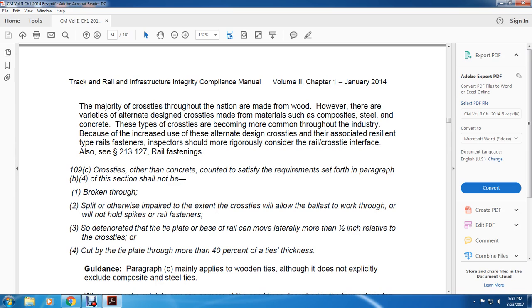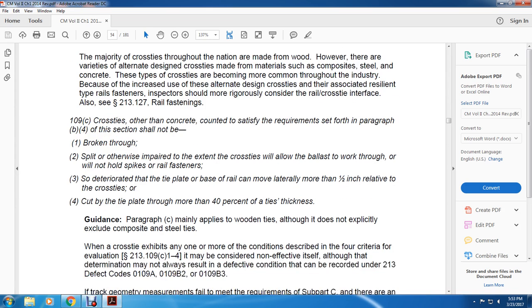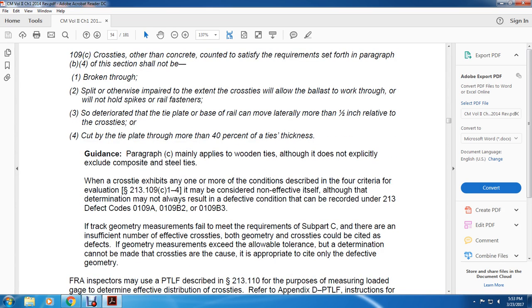Deteriorated such that the tie plate base of the rail can move laterally more than 1/2 inch relative to the cross tie, or cut by the tie plate through more than 40% of the tie thickness. Guidance: paragraph C mainly applies to wooden ties, although it does not explicitly exclude composite and steel ties. When cross ties exhibit one or more of the conditions described in the four criteria of the evaluation, Section 213.109 C1 through 4 may be considered non-effective itself, although the determination might also reflect the defective condition can be recorded under Section 213 defect codes 0109A, 0109B2, 0109B3.